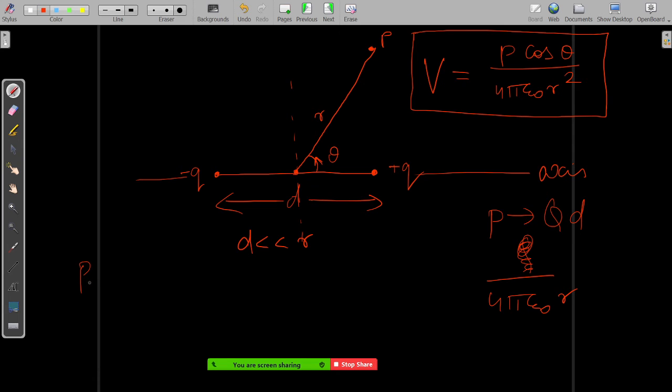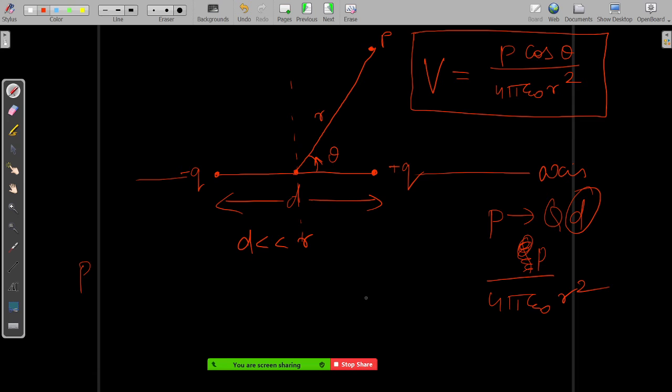P basically is your dipole moment, the electric dipole moment. If you want the formula in terms of P, then there will be a distance coming into the picture. If you have already put this P, then you have to put a distance here also to match the dimensions.